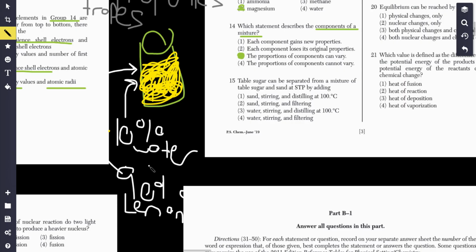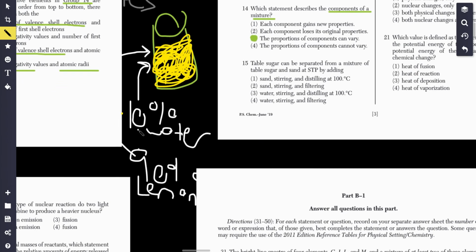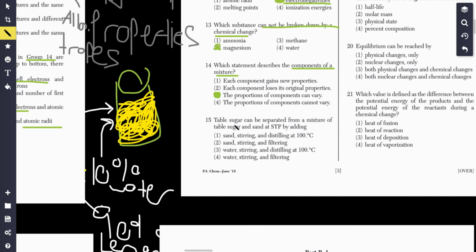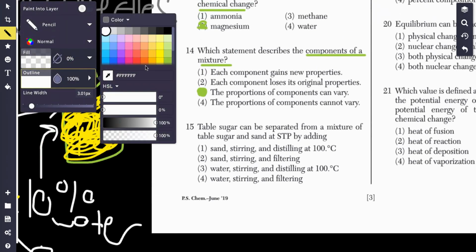They're not chemically combined. Now, lemonade doesn't always have to be that way, obviously. This is a very sour version of lemonade, but I can also have a lemonade that's, let's say, 50% water and 50% lemon. So notice how the proportion of your components can vary in a mixture. It's not always 10% water, 90% lemon. It can vary. So that's why C is the answer.